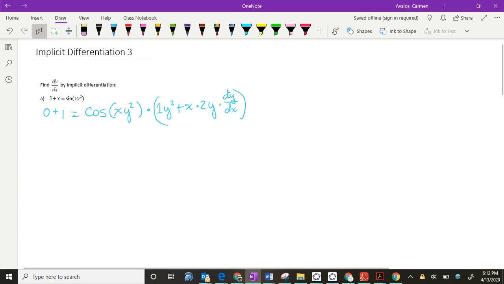And so what we need to do is we need to solve for this dy/dx. So the first thing you want to do is that these two quantities and this quantity are being multiplied. So I want to get rid of this quantity, and I really don't need that 0. So what happens is going to be 1 over the cosine of xy squared.